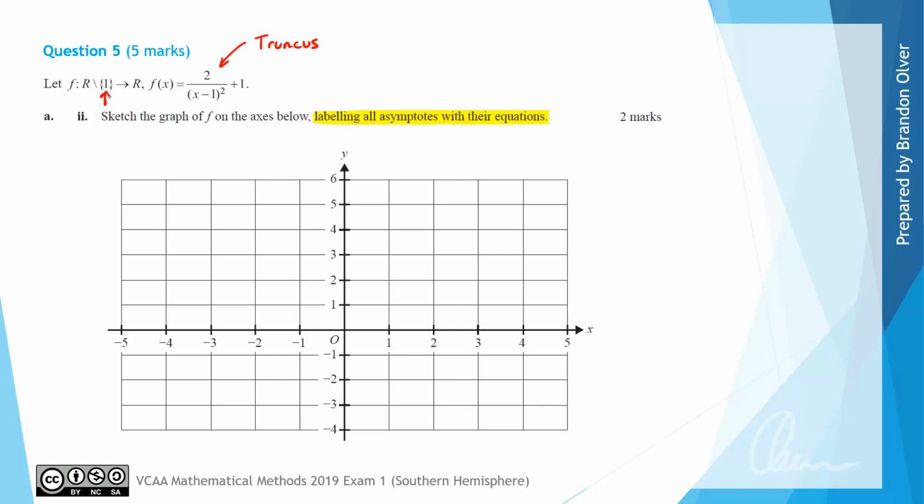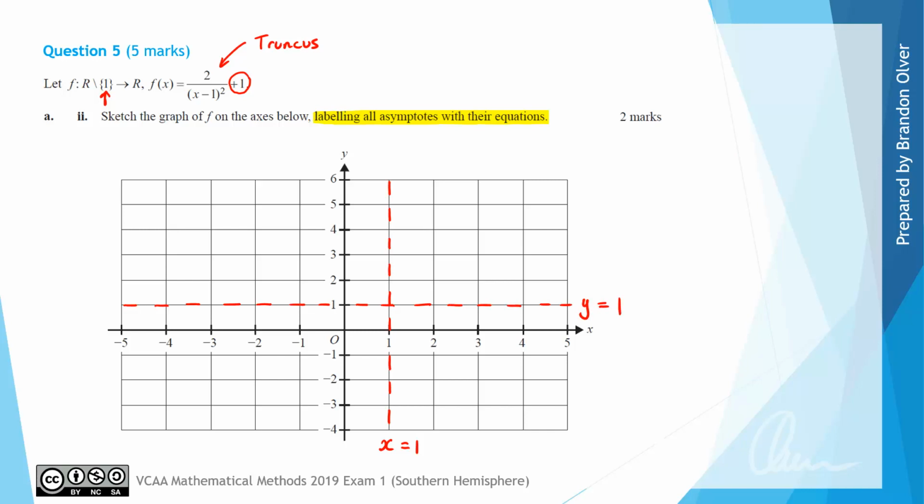We can see in the domain they've already excluded that value, so that gives us a hint that the asymptote is at x equals 1. So I'm going to draw that first. Using a ruler, we put a straight dotted line straight down the page where x is equal to 1, and we need to label that with an equation. The next asymptote is a result of this translation here, which takes the graph 1 unit in the positive y direction. So that means we're going to have an asymptote at y equals 1. Again, using a ruler, we put a straight dotted line horizontally, and its rule is y equals 1.